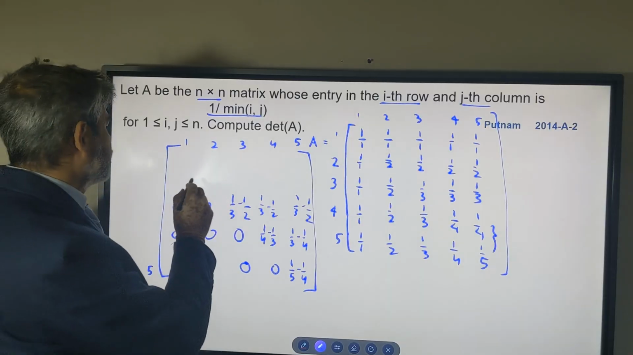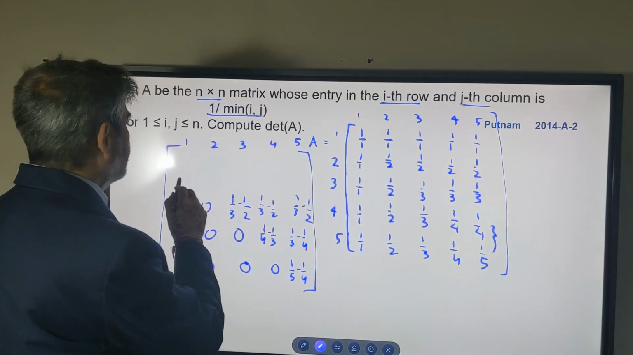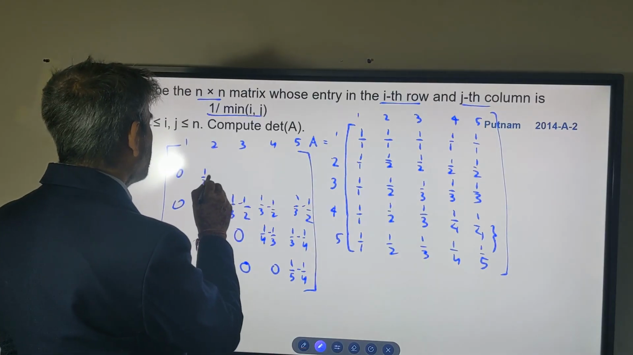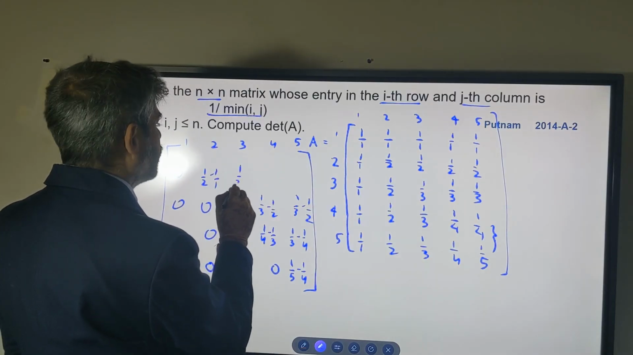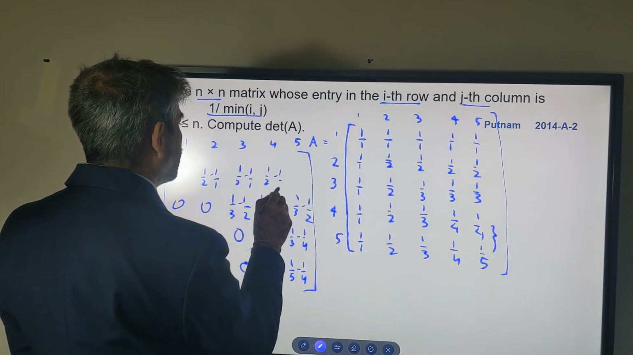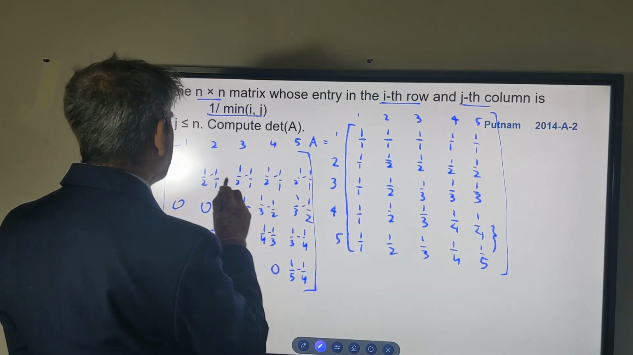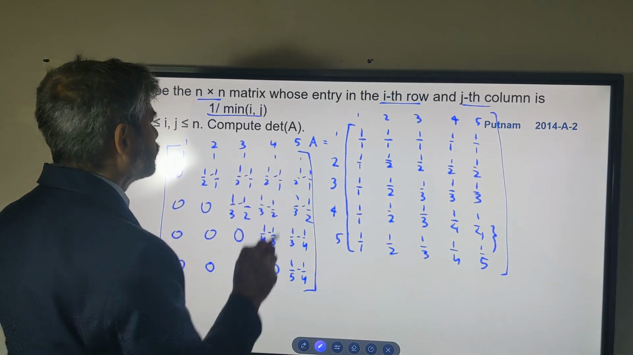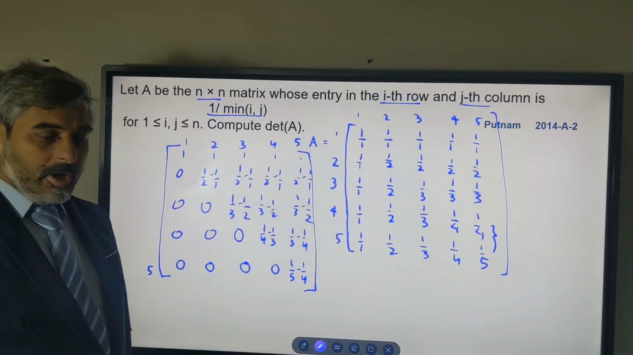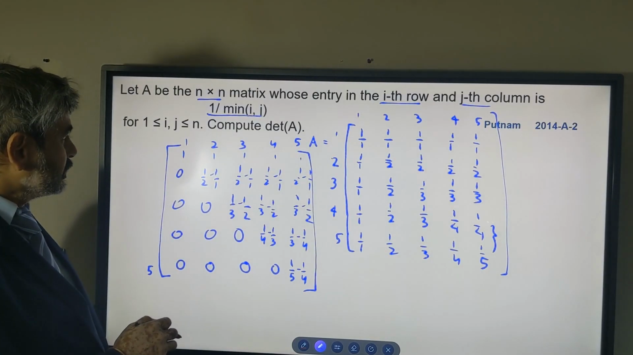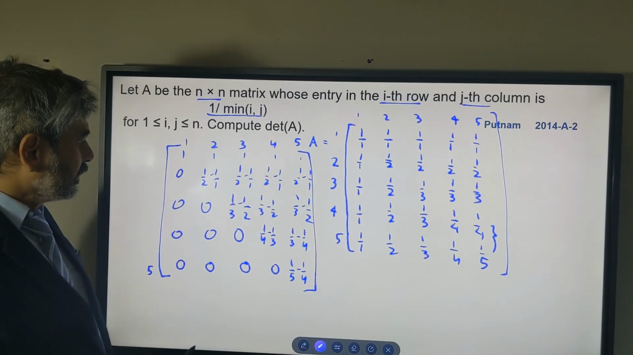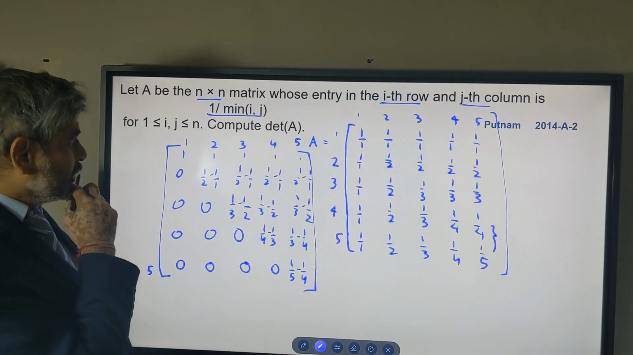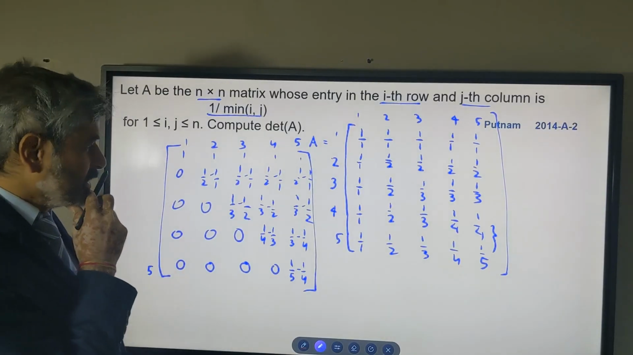So in the same fashion, this one would become 0, and this one will become 1 upon 2 minus 1 upon 1. And finally, this I can leave as it is. So if I'm trying to find the determinant, we know that all those leading things are 0, and therefore it's easy to compute the determinant.